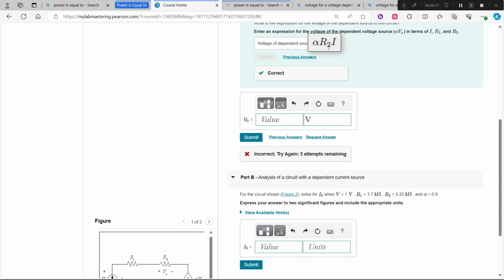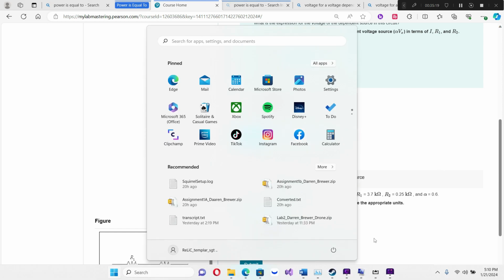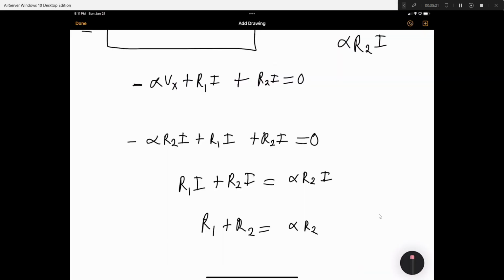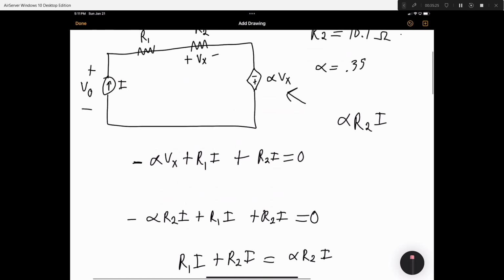Voltage of dependent source. How do we figure that out? We have a current 3 amps.